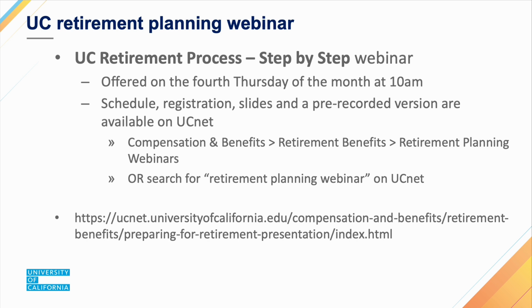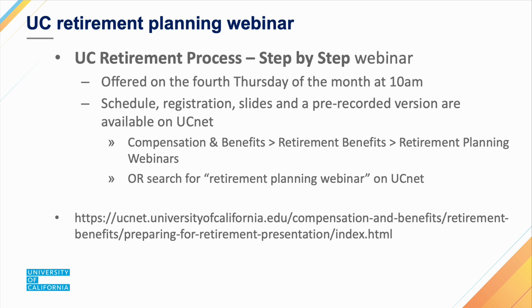Now, I do want to point out that there is another retirement planning webinar. I kind of showed it early on during the presentation, but it's called the UC Retirement Process Step-by-Step webinar. And this one, again, is offered on the fourth Thursday of each month at 10 o'clock. The schedule, the registration, slides, as well as a pre-recorded version will be available on UCNet. And this one actually goes more in detail.